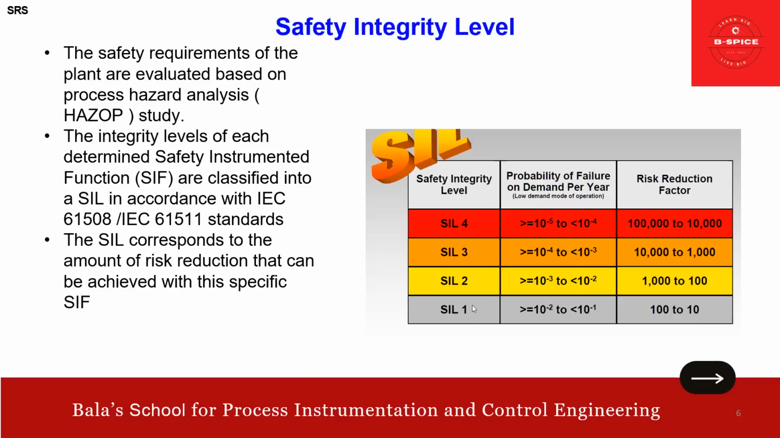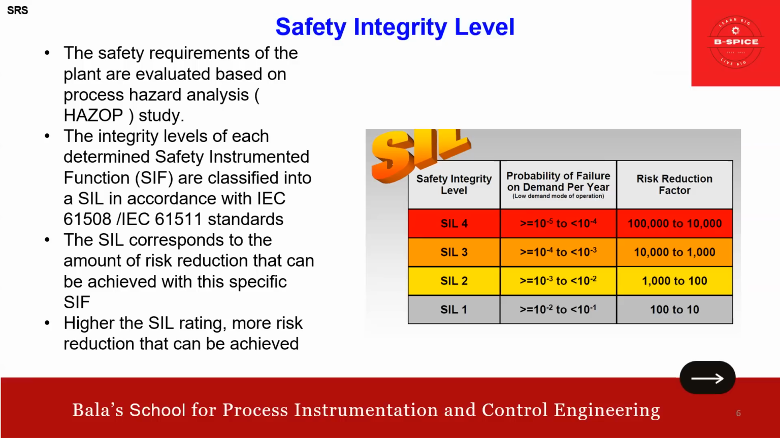As you can see here, SIL 1 has risk reduction factor 10 to 100. SIL 2 is 100 to 1000. Then SIL 3, 1000 to 10,000. Then SIL 4, 10,000 to 100,000. So this is the general idea about SIL. Of course, experienced engineers know this. This particular slide is focused more on freshers and intermediate. The idea is that this SRS should also cover these SIL aspects. One thing I want to highlight: higher the SIL rating, the more risk reduction that can be achieved. Very important. Just remember, friends.